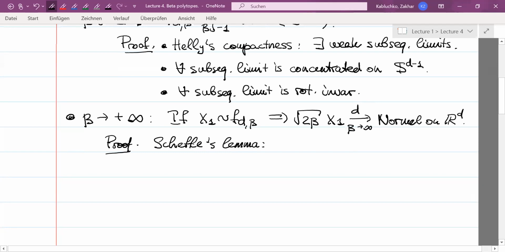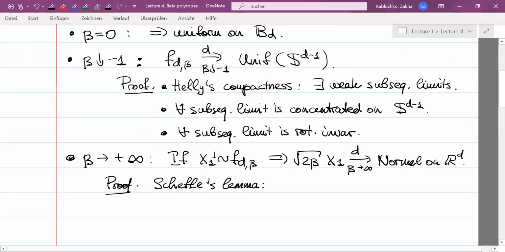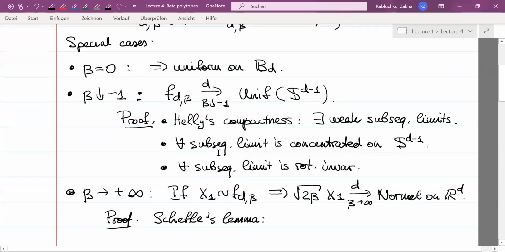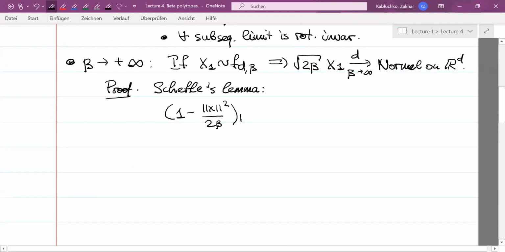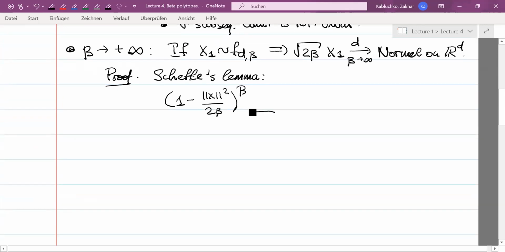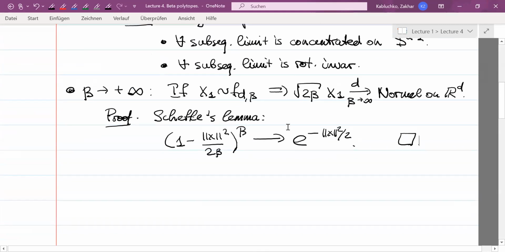Which states that it suffices to prove the pointwise convergence of the densities, and the density is up to a constant (1 minus x squared) divided by 2 beta. If we take the density of this x1 times square root of 2 beta, then it has this form up to a constant, and if we take it to the power beta, then it converges to e to the power minus x squared half. And then one can also show that the normalizing constants converge so that we can apply the lemma.